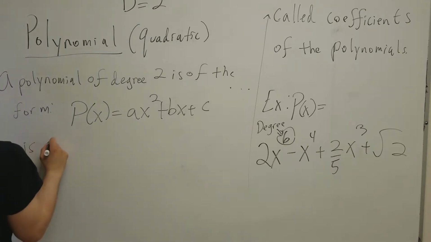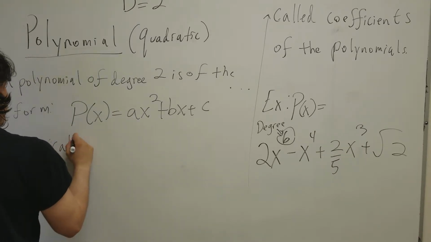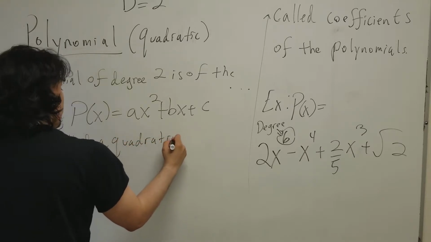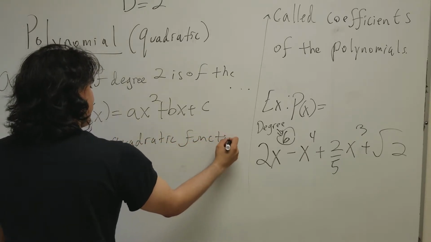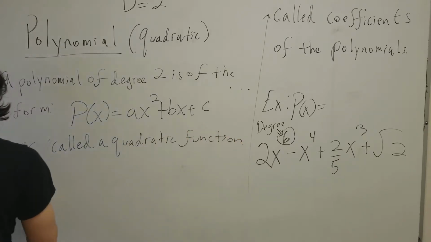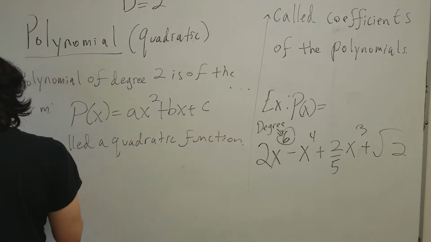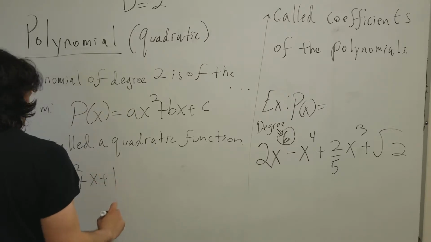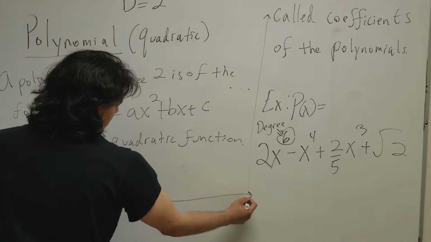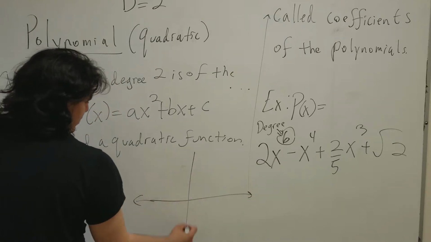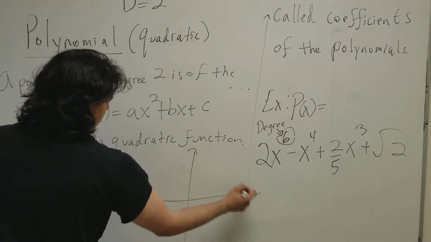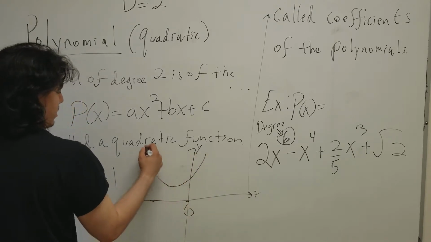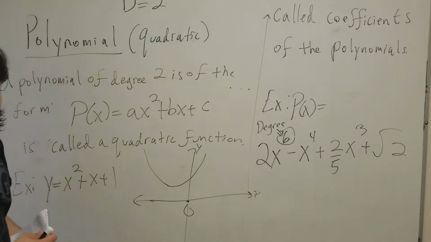So this is called a quadratic function, right? The physical example is y equals x squared plus x plus 1, and it looks something like this. X, y, 0, and we shoot it up like this. It looks similar to what we've known as a parabola.